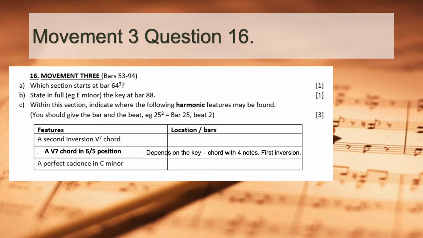So first inversion. If we were in B flat major, what we were just looking at right at the start, rather than having the C in the bass, so it would be an F7 chord, but because it's first inversion, it would have an A in the bass. But we don't know if we're going to find this feature in a section that is in B flat major. We just don't know, so we need to scan.